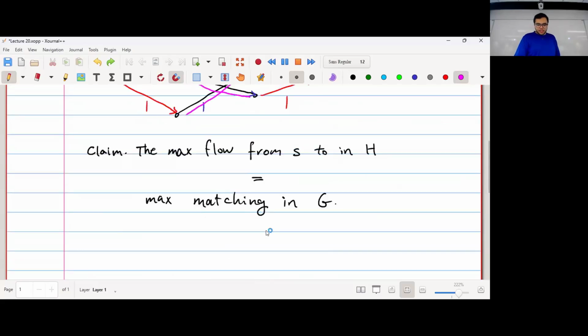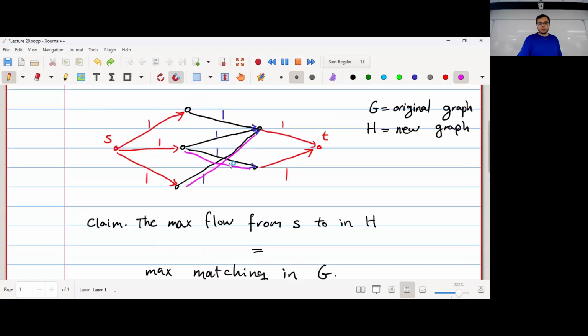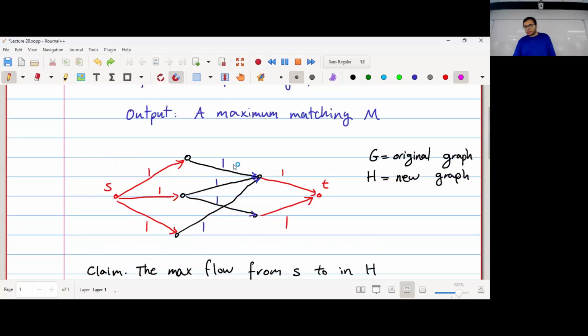So this proves that the size of the maximum matching is less than or equal to this max flow, because whenever I have a matching, I have a flow of the same size. So max flow has to be greater than or equal to max matching. But now let's consider the opposite case. Suppose that I have some flow from S to T. Why would that give me a matching?